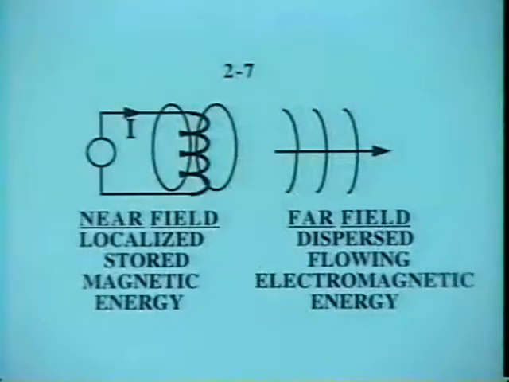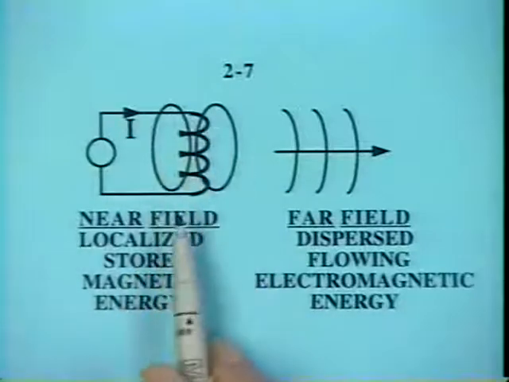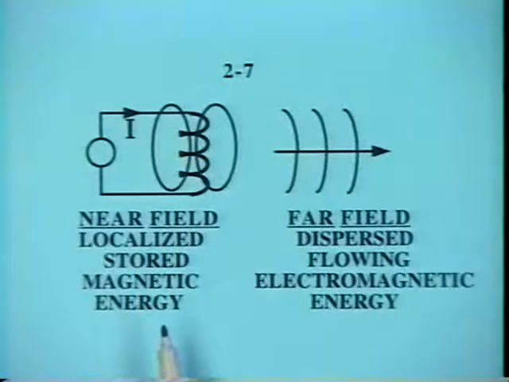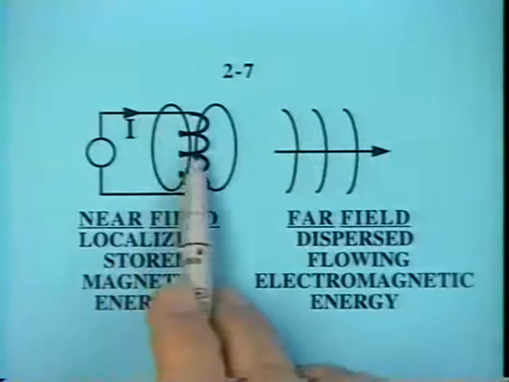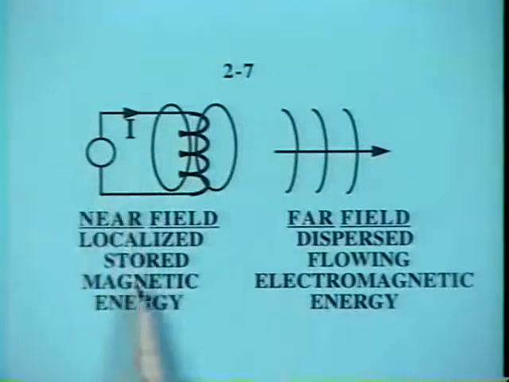Let's take a look at current through a coil. If we have low frequency current through a coil, what we expect to produce is a magnetic field in the vicinity of that coil, a localized stored magnetic energy. The energy doesn't go anywhere. If you reduce the current through this coil, you can recover this energy back into the circuit. So it's a stored magnetic energy.